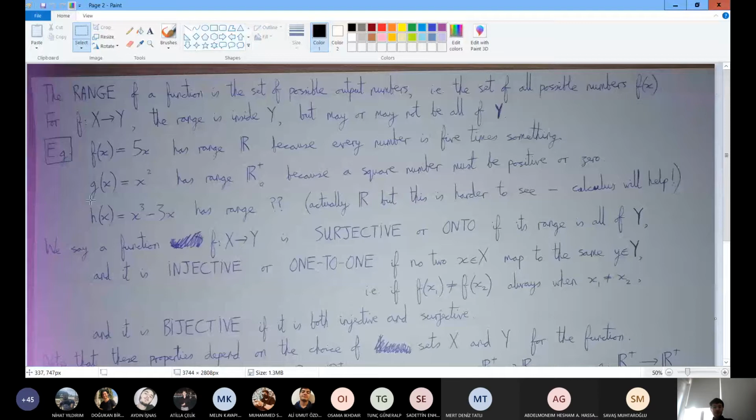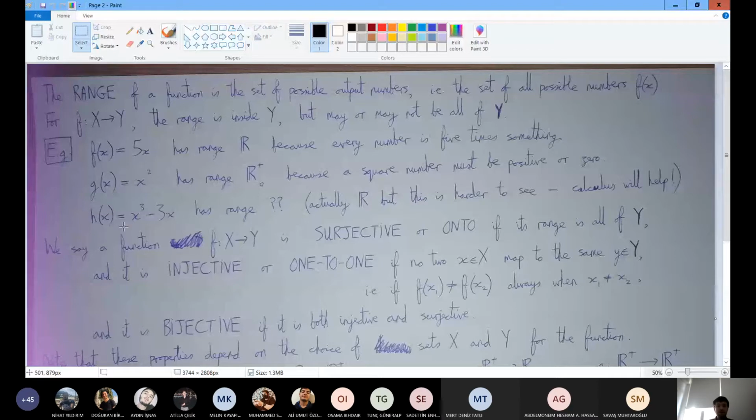g of x equals x squared. That's the square function. This does not have range all of R, because a square number cannot be negative. After you square something, the square is either positive or it's 0. So the range is only the positive or 0 real numbers. It's not all real numbers. It's not negative numbers.